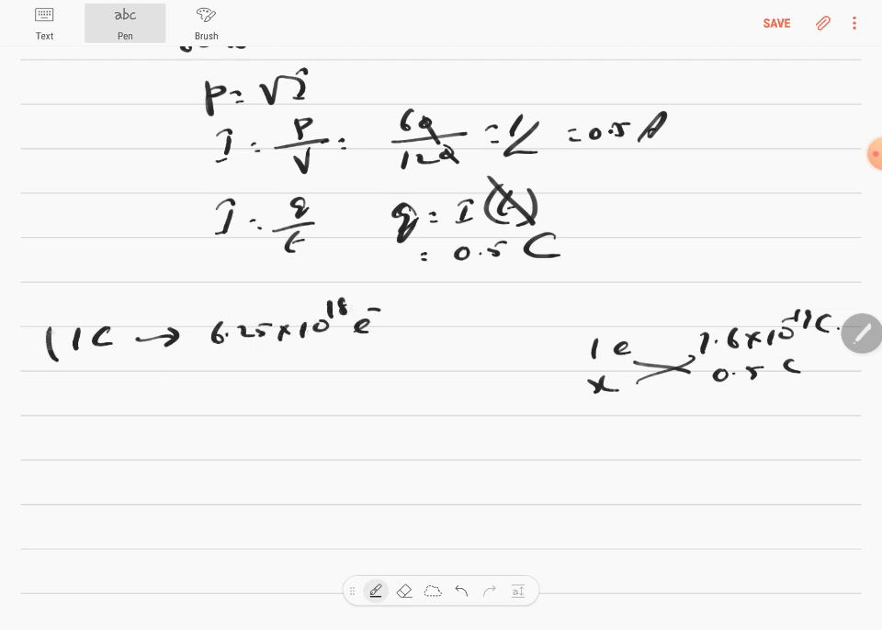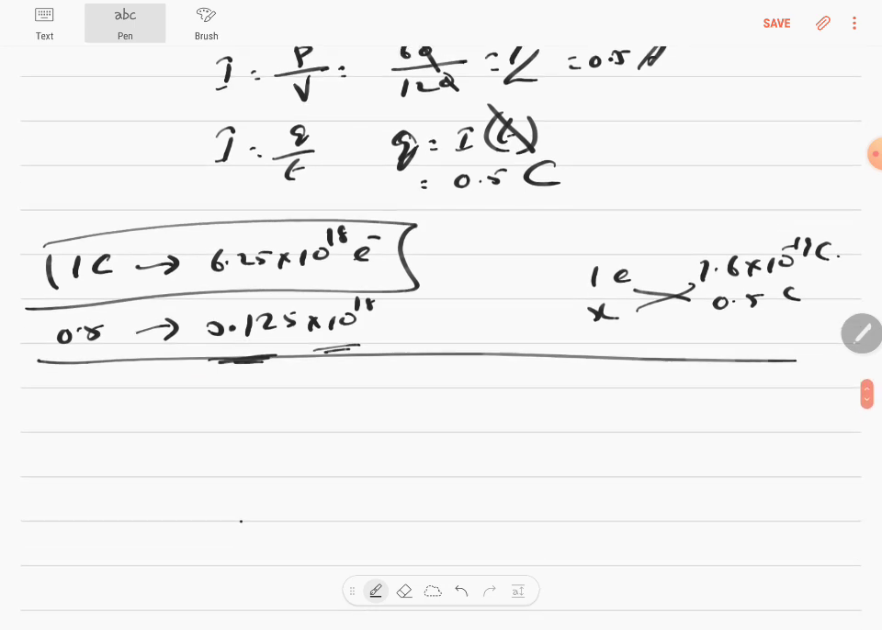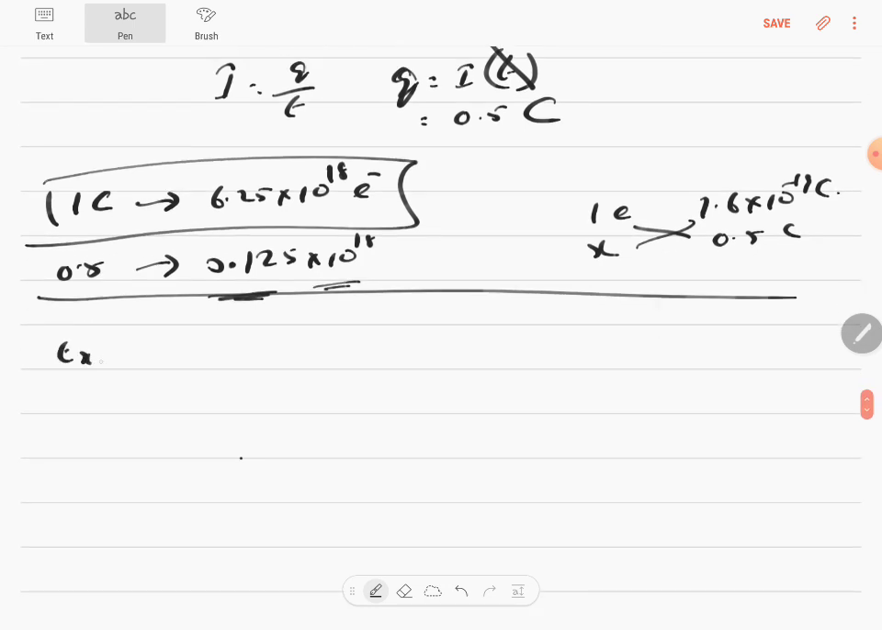If you have memorized this, it is good. Then 0.5 will be exactly half of it. So 3 ones are 3, 2 ones are 2, 2 2s are 4, so 3.125 into 10 to the power 18, just half of it. Only the quantity can be halved, the power cannot be halved. I hope you're clear. That's a beautiful question.